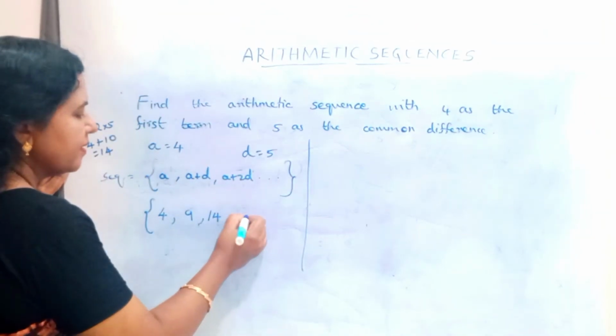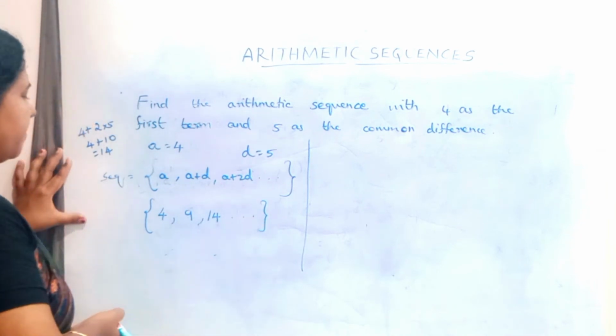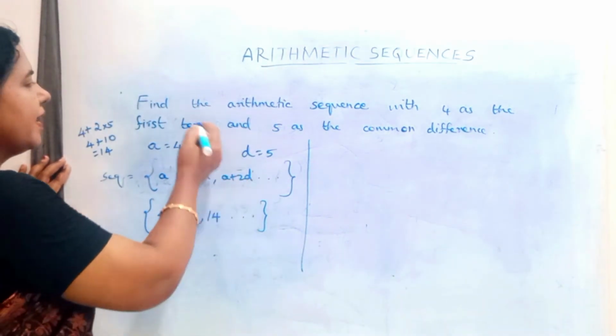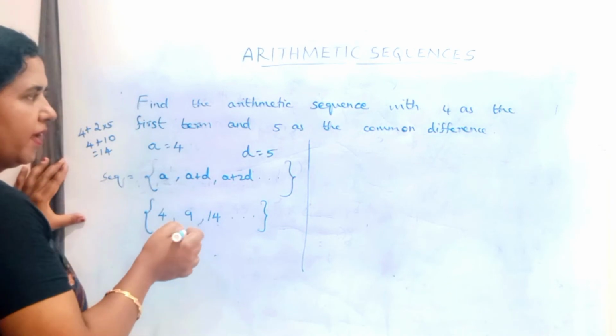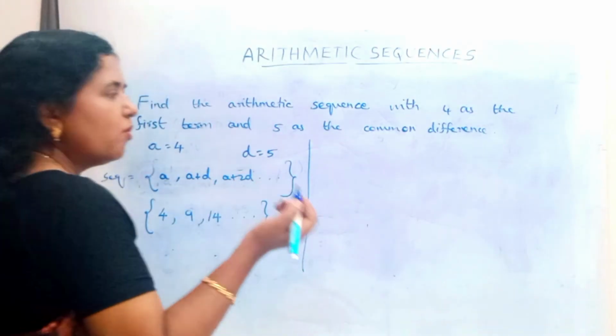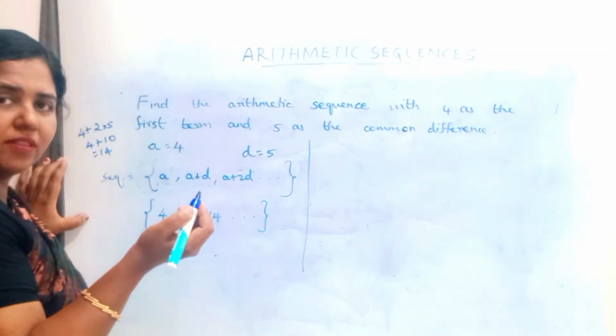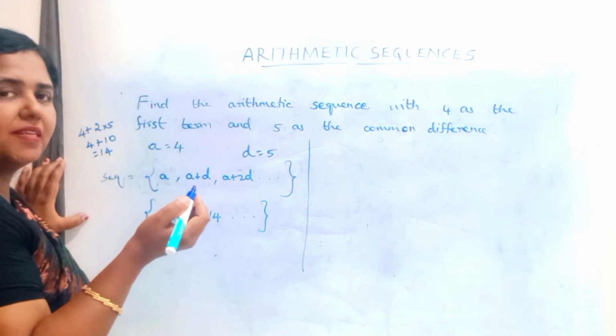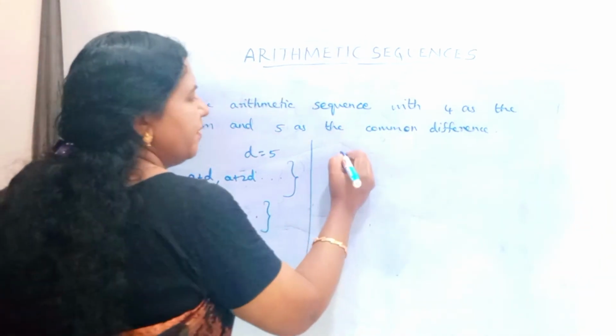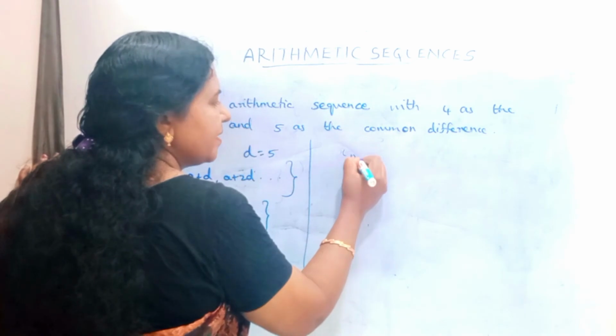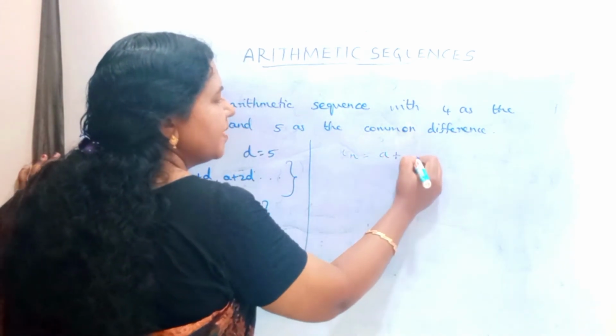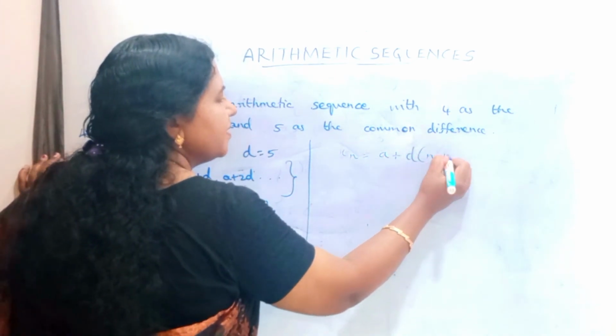And the next, you can use etc. Okay, so now this is the required sequence. This is one way. The other way is, we know the expression for the terms present in the arithmetic sequence. Already we have seen the formula. It is xn is equal to a plus d into n minus 1.